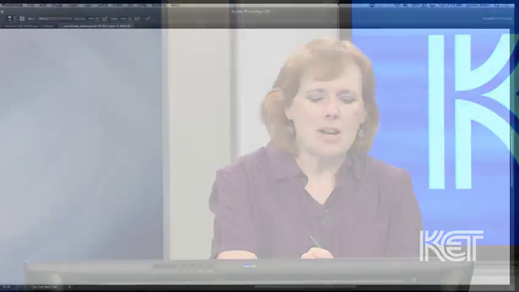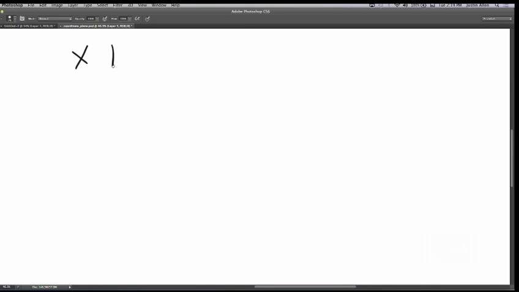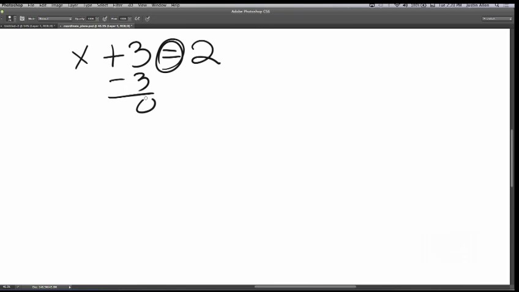So I think a lot of us are used to seeing something like that. x + 3 = 2. That's an equation. It's an equation because it has an equal sign right there. In order to solve this, we want to take 3 away from both sides, and that gives us x = -1.